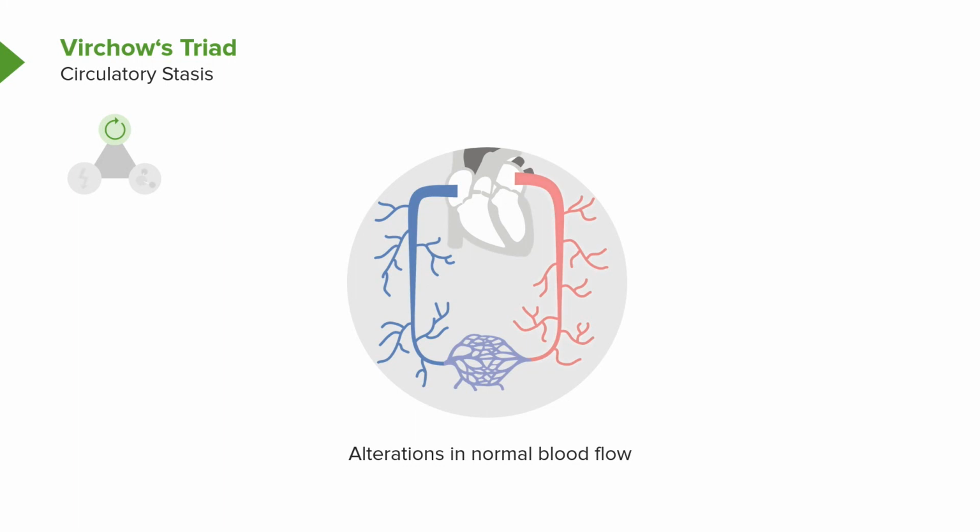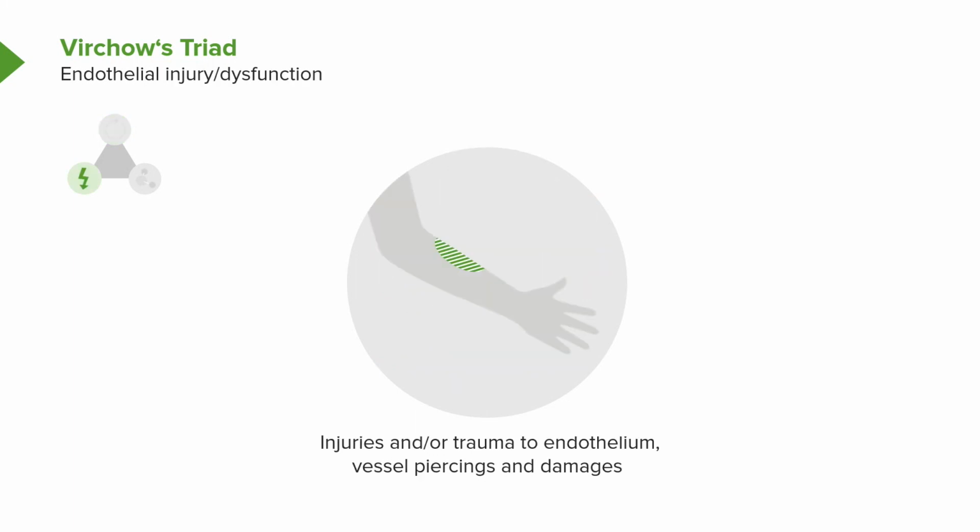Endothelial injury or dysfunction can be due to trauma. It can be due to surgery with vessel piercings or damage. And of course, it can also be due to toxic substances, for example, things contained in cigarette smoke.